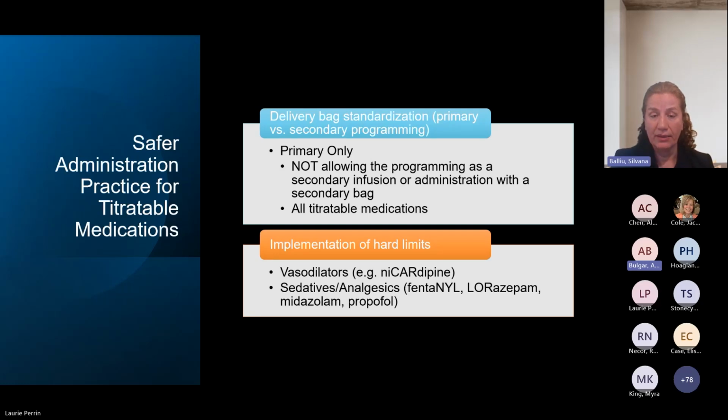The other area for us to focus on to improve overall the safety of the administration practice is the implementation of hard limits. I have a few examples here, but this is a consistent process. We consistently review the data with the goal to add hard limits to the medications that do not have anything, and also look into the ones that already have something in place to make sure that it is meaningful and relevant to our practice. Next slide, please.